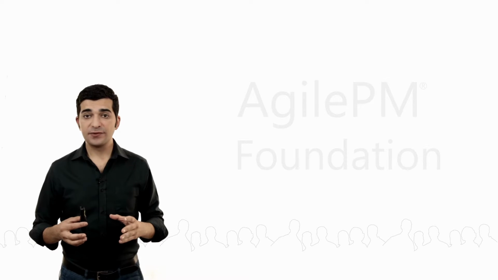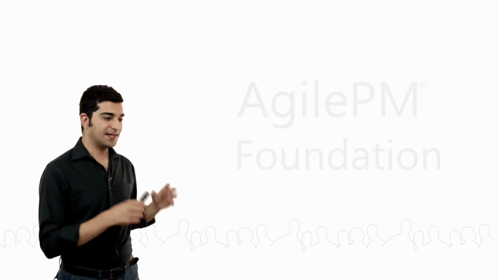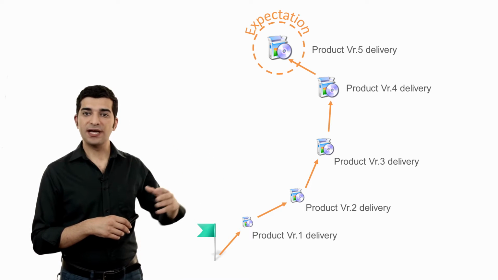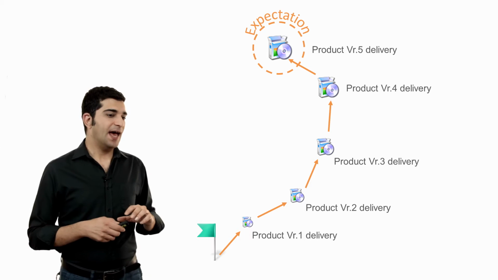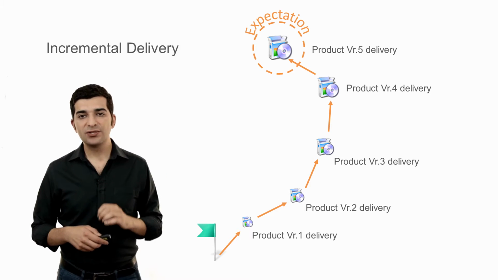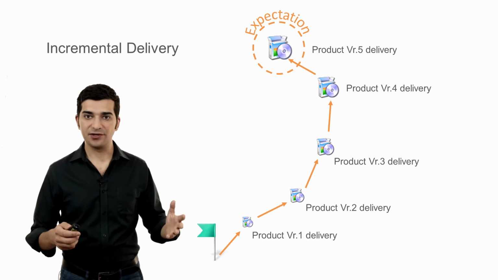One of the main differences between a predictive and adaptive approach is that in adaptive approaches we have multiple versions of the product created during the project. And we have a certain name for that. It is called incremental delivery. And the opposite is just a big bang delivery.